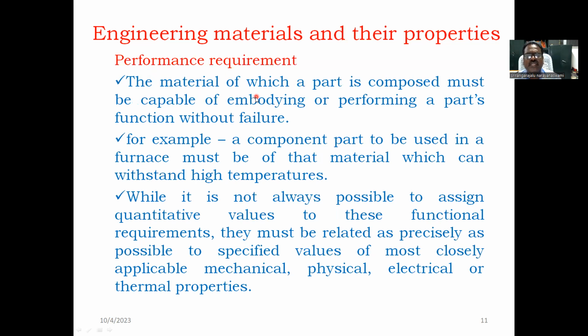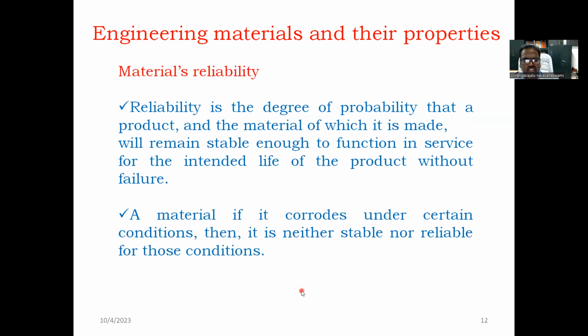Performance requirements. The material of which a part is composed must be capable of embodying or performing the part's function without failure. For example, a component part to be used in a furnace must be of a material which can withstand high temperatures. While it is not always possible to assign quantitative values to these functional requirements, they must be related as precisely as possible to specified values of the most closely applicable mechanical, physical, electrical, or thermal properties.